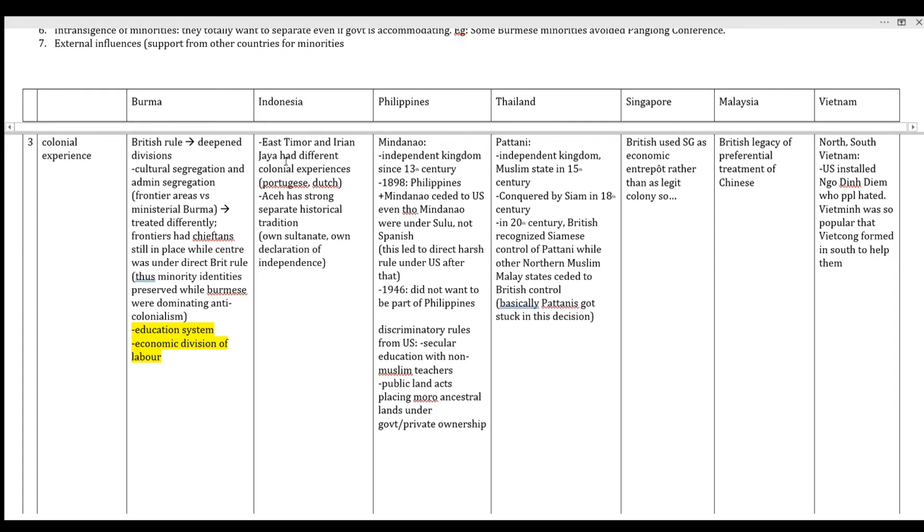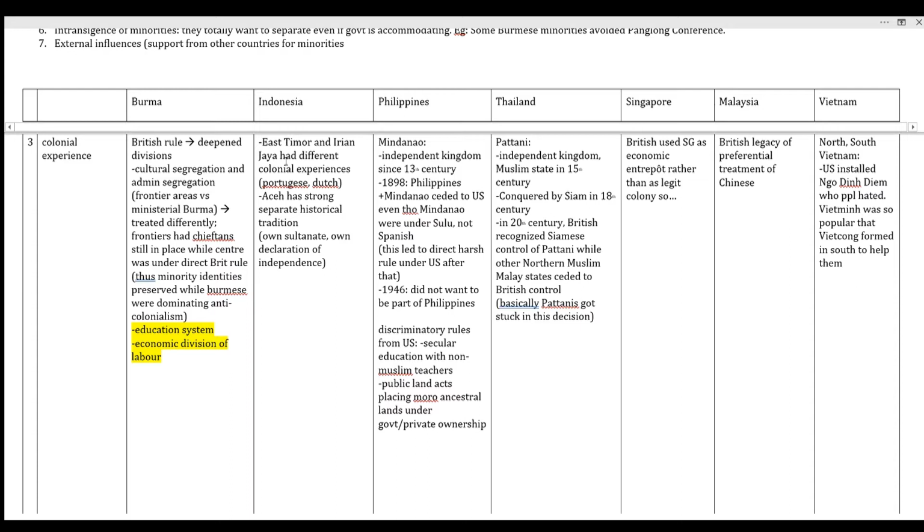And yeah, so in Aceh, they have their own historical tradition, and therefore they also wanted to be independent. This is probably not very related to colonialism, but rather their own history in a sense. And in the Philippines, this is the one where we have a difference between the mainland and one area of the Philippines. In Mindanao, they were actually an independent kingdom, and somehow they suddenly were ceded to U.S. control when the Philippines was under it.